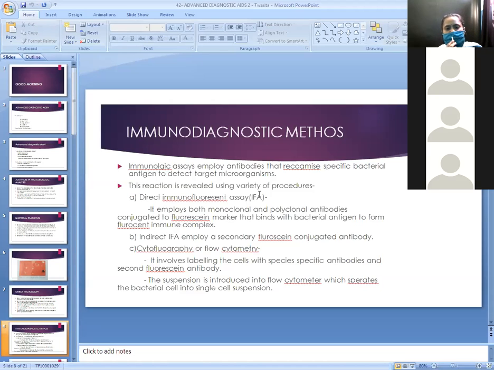Flow cytometry is there. One technique is there in which the lamellar or a single flow is.